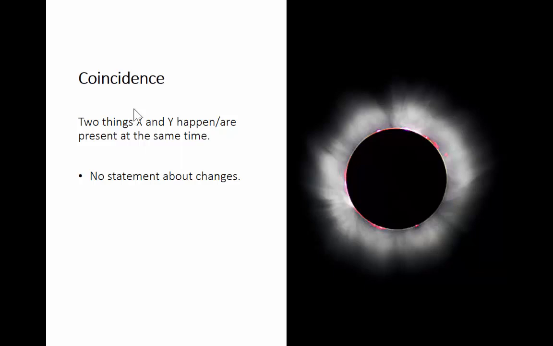Coincidence means that two things, X and Y, just happen at the same time. That's like an eclipse, right? So there's the moon in front of the sun, and you look at it, and if you were, I don't know, a few hundred years back, you would have thought, oh, we did something wrong. We didn't praise God enough. This is sort of the wrath of God. We are doomed, right? But it was a coincidence.